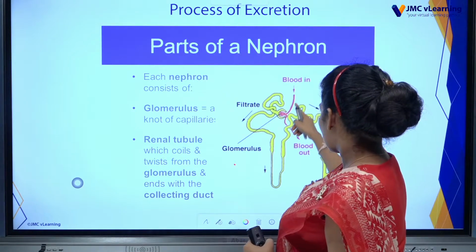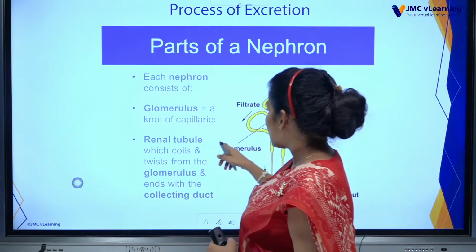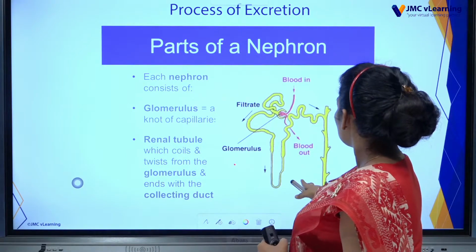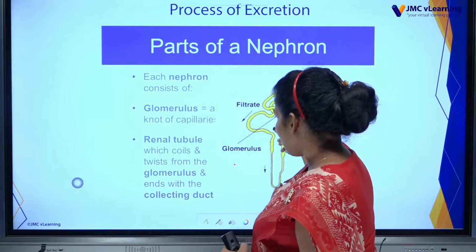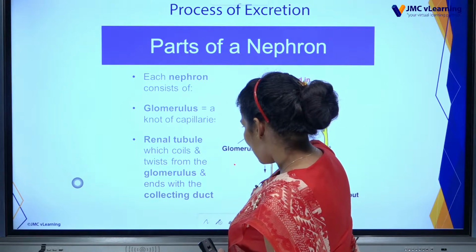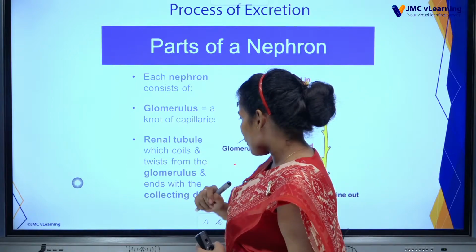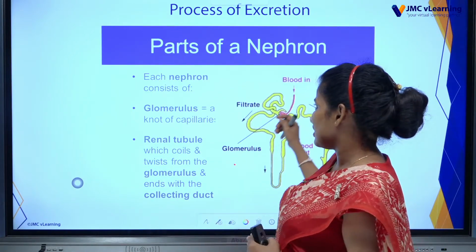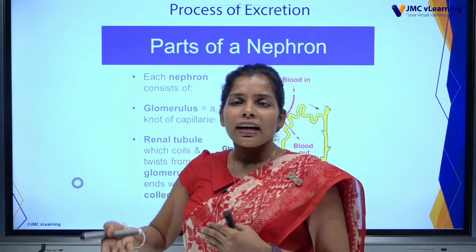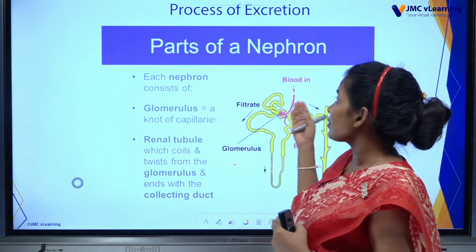You can see blood in and out. So here is the renal tube, which coils. Can you see the renal tube? This is what happens: the renal tube coils and twists from the glomerulus and ends with the collecting duct. This is the part where we are collecting the duct from the excretory system.